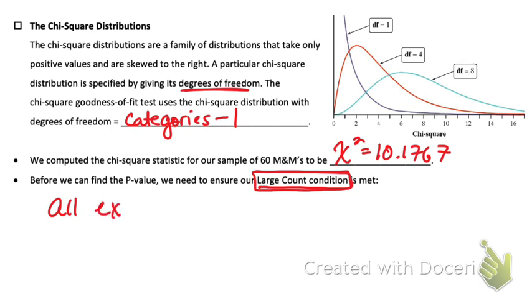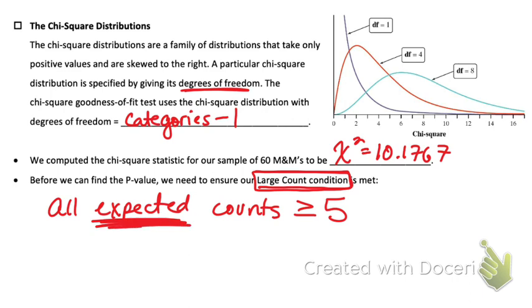All expected counts have to be greater than or equal to, anybody want to take a guess? It's not 30 and it's not 10. It's 5. All of our expected counts have to be greater than or equal to 5.